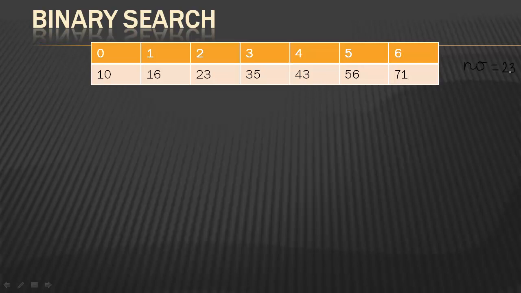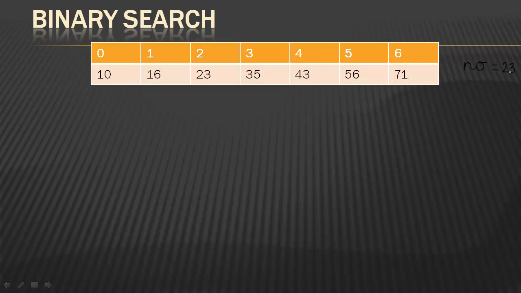Once you get to the middle location, you can decide whether number 23 lies to the left of the middle value or right of the middle value, or is it the middle value? Because if it is the middle value, you've already found the element. So in binary search, the element is always going to be found at the middle location.